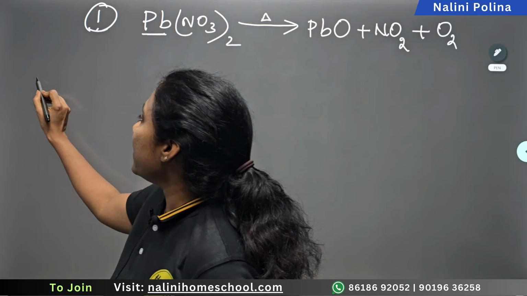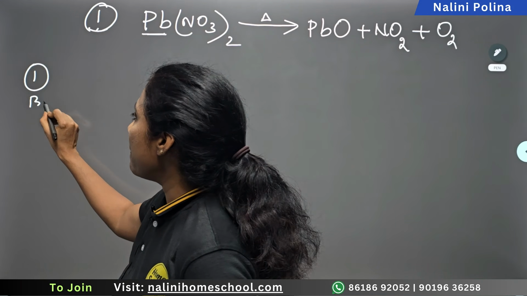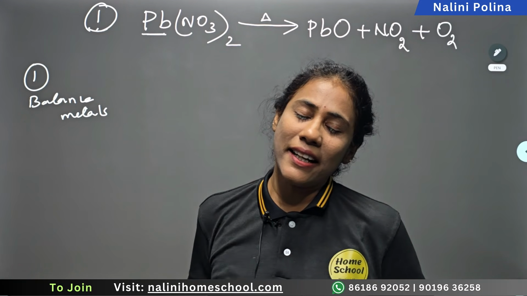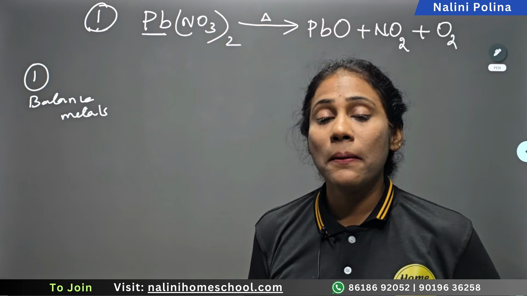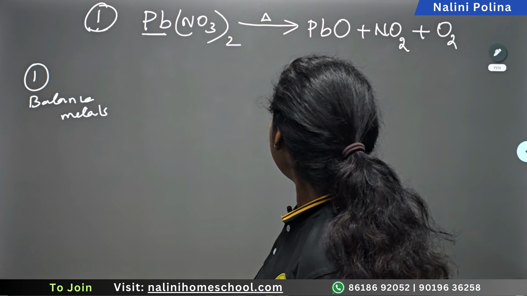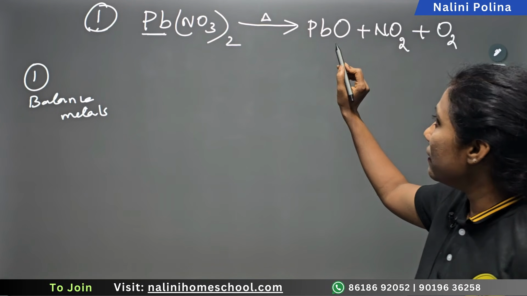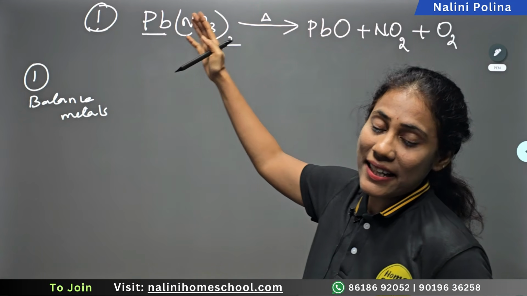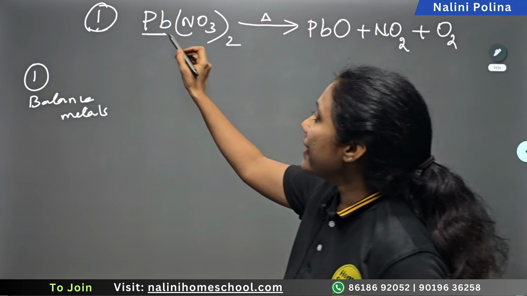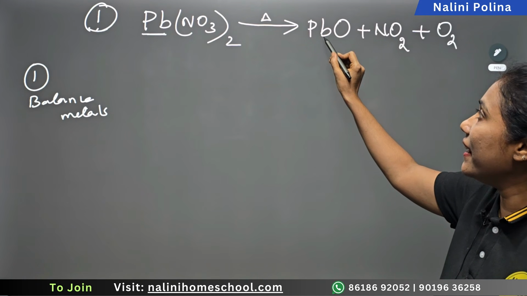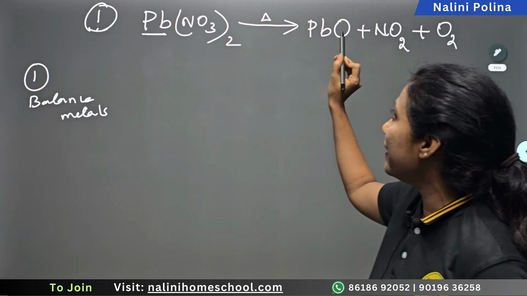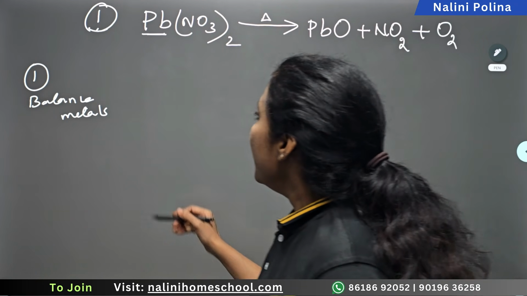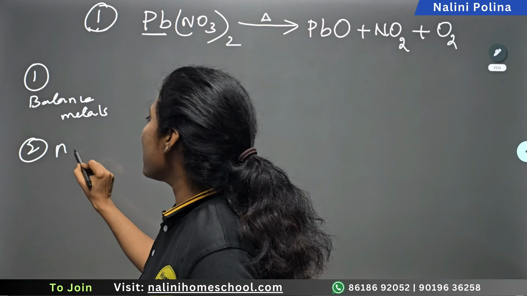See, the number one point that you have to keep in mind is always balance metals first. Don't start with hydrogen or oxygen. Always start by balancing metals. So what is a metal in this reaction? Lead is a metal. How many leads are there on the right hand side and left hand side? Just count it. There's one lead this side and one lead this side. So in the reactant side one lead, product side also one lead. So lead is already balanced. Now you leave it.